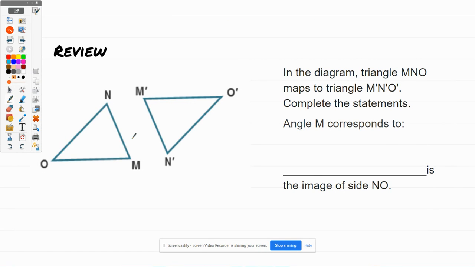So look at this. We have one without tick marks and one with prime marks or tick marks. It says that triangle MNO maps to triangle M prime N prime O prime. So this guy became this guy. What would angle M correspond to? Well, M would have to match up with M prime. In the image of side NO, N to O would be N prime to O prime, and we can put a segment bar on top. And this one looks like it's a rotation. It was a turn.